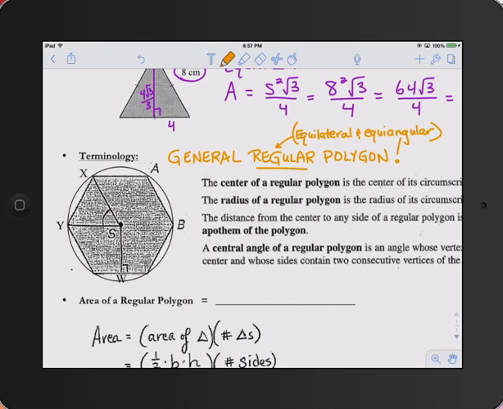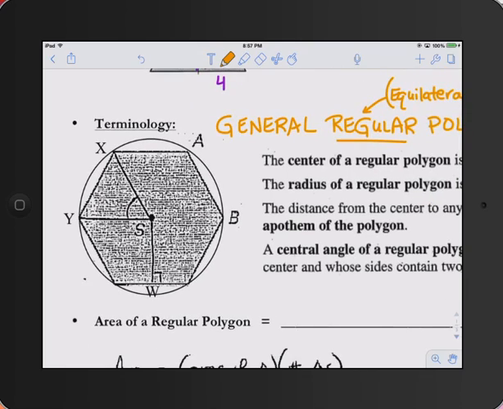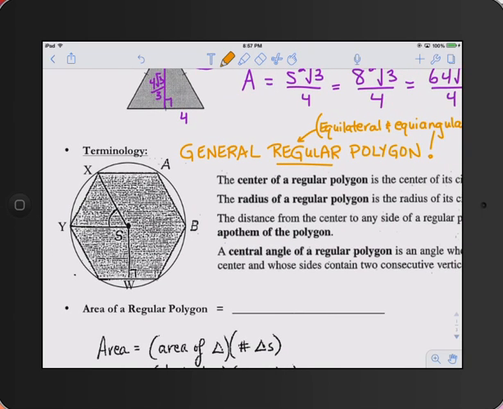So what you've got here is a hexagon. I had to pick a certain number of sides, and I described a hexagon when I was drawing this picture. So I've circumscribed a circle around the polygon, which means the polygon is inscribed in the circle.